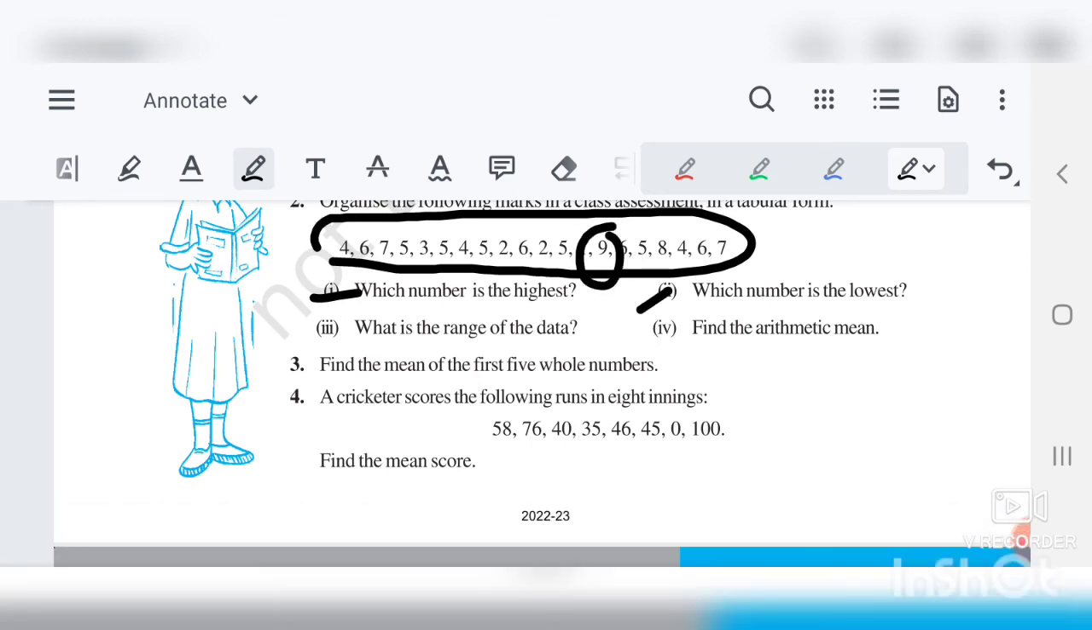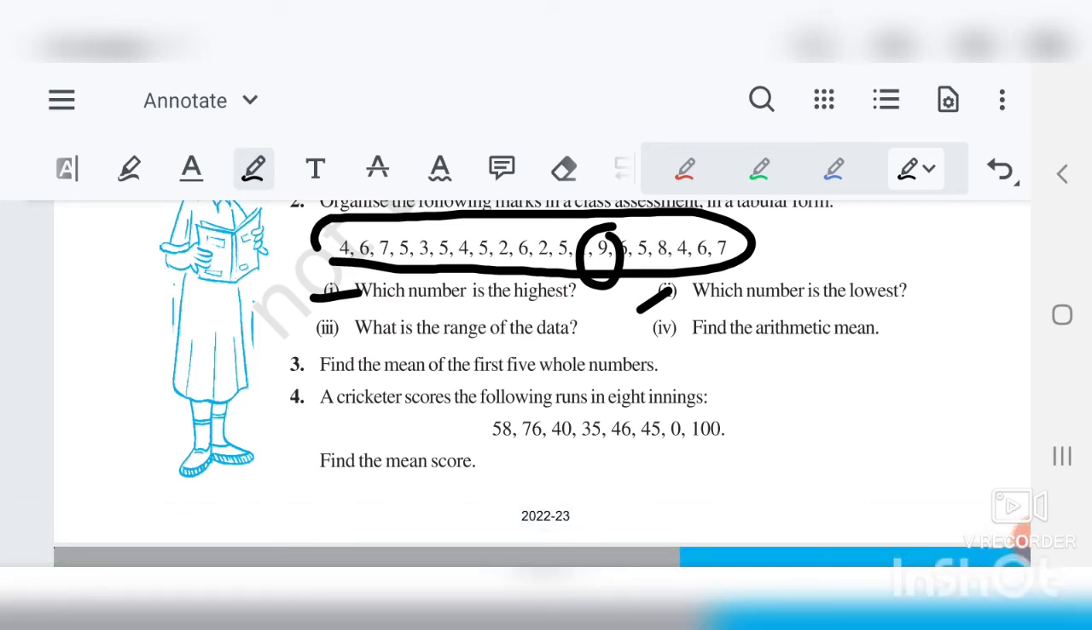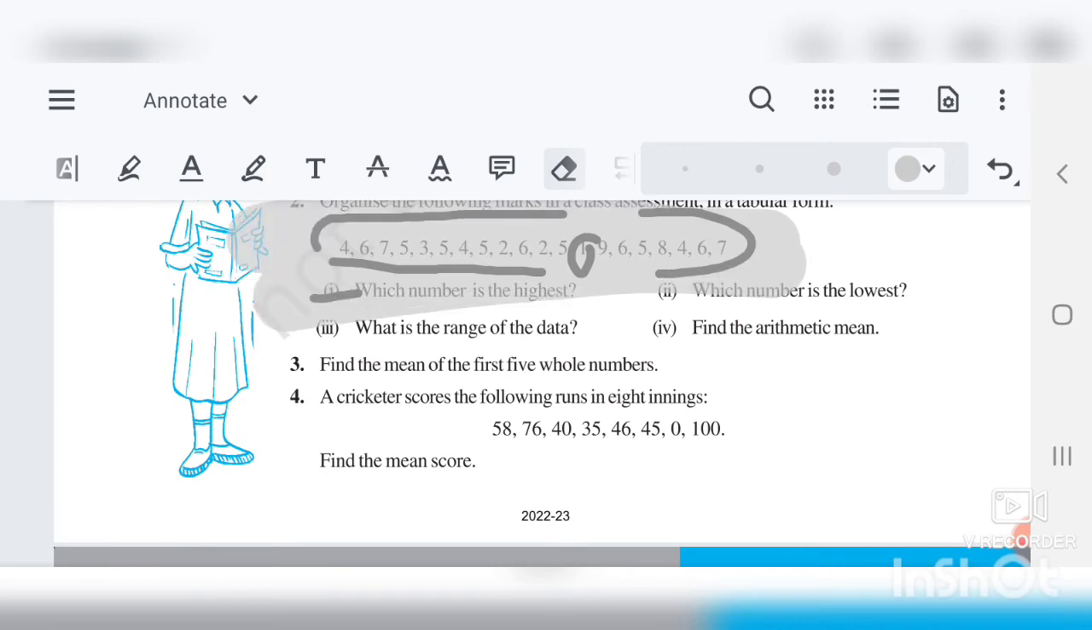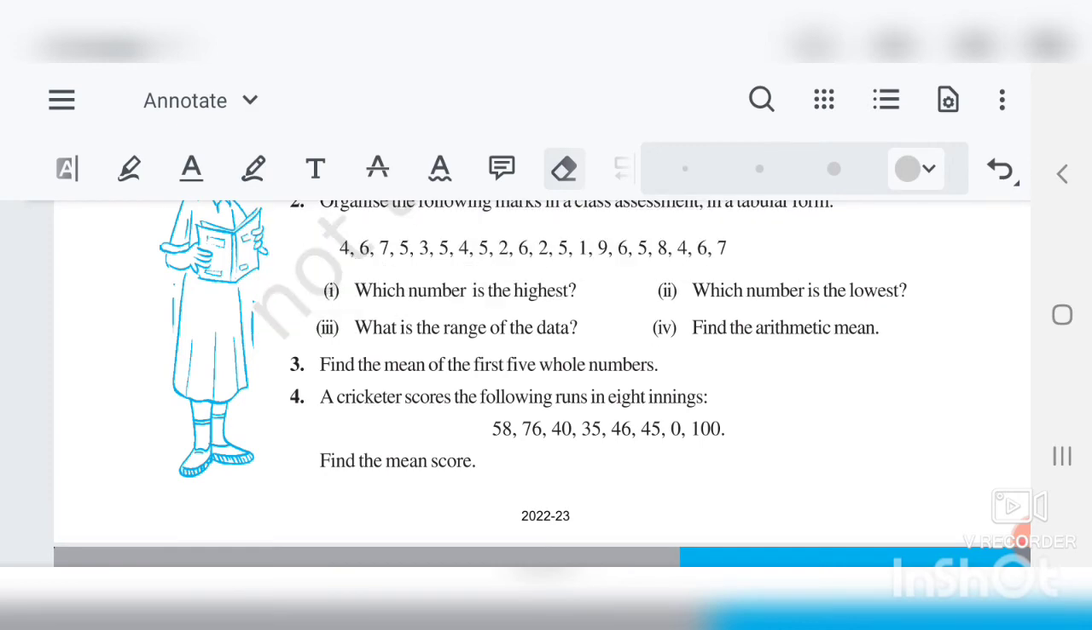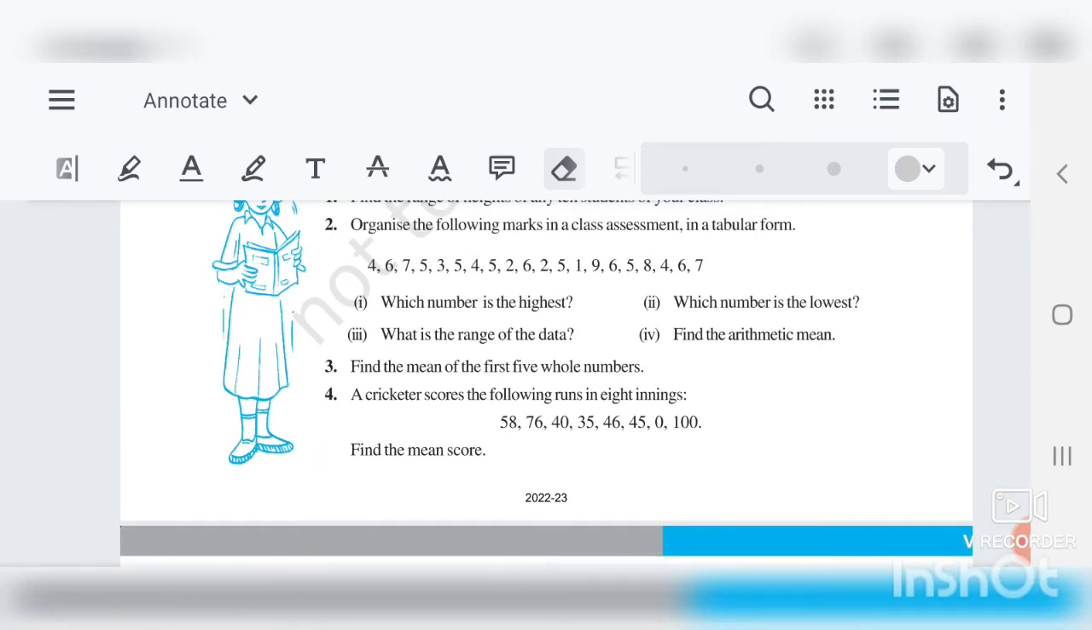And question number 2, very easy: which number is the lowest? We can also observe that number 1 is the lowest one, as we have already counted how many times 1 is occurring. Okay, so 9 is the highest number and 1 is the lowest number in the given marks of the class assessment.